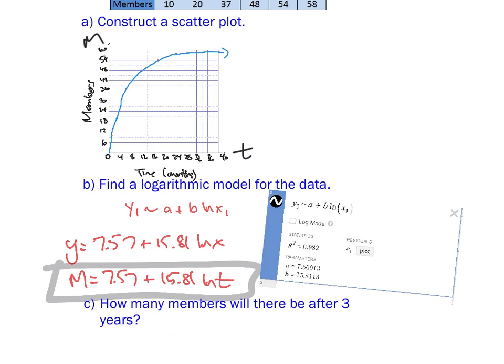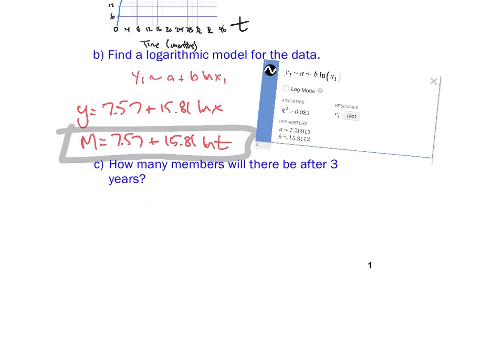Now, the first question asks, how many members will there be after 3 years? Judging from the table, the values that we have, we probably would expect maybe a little bit over 60, but not much over 60. So, to answer this question, we're going to go into Desmos and type in x equals 36, and we're going to see where these intersect.